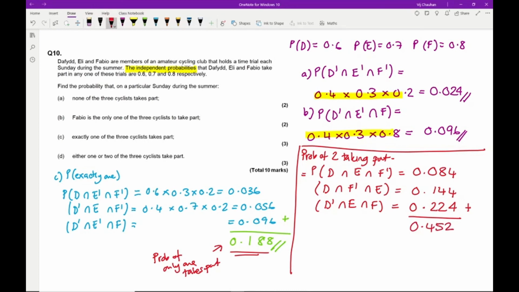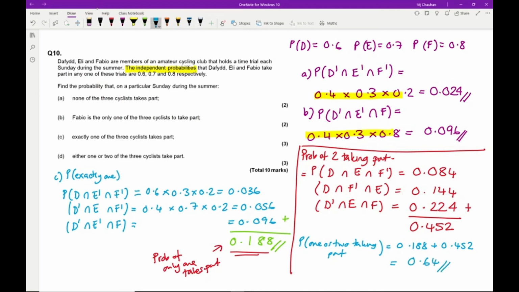0.52. So for part D, what I then need to do is work out the probability of 1 or 2 taking part, which is going to be equal to 0.188, the probability of only one taking part, plus, because I want or, the probability of 2 taking part, giving me a final answer of 0.64, and there is your final answer.